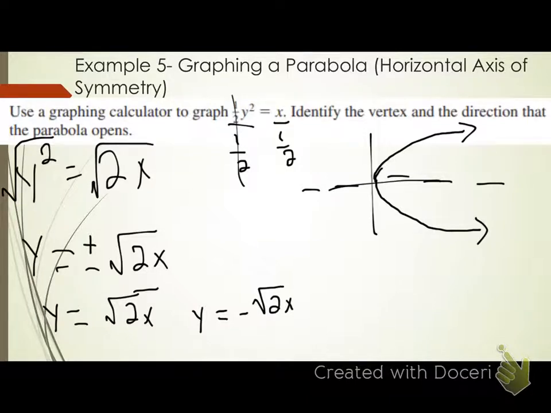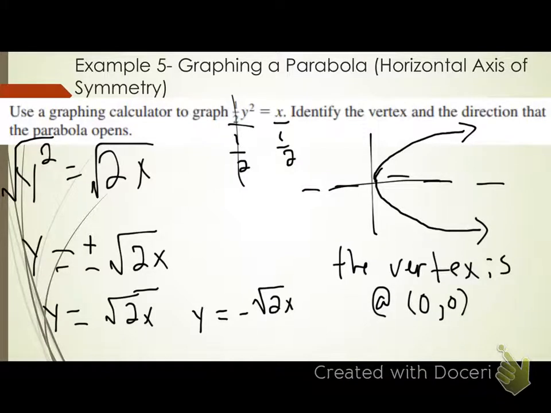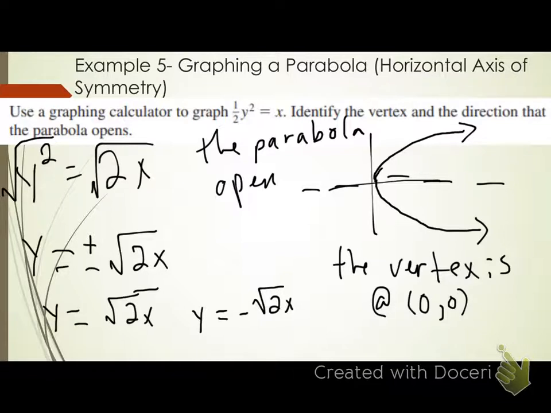Vertex. Where's my vertex? 0, 0. So I say the vertex is at 0, 0. The vertex is just where the parabola changes direction. And then what else does it ask for? The direction that the parabola opens. The parabola opens to the right.